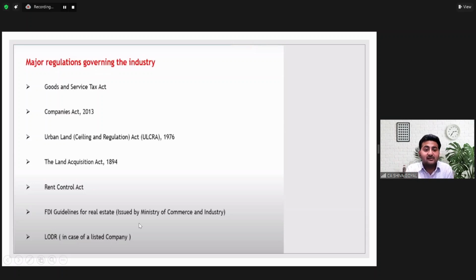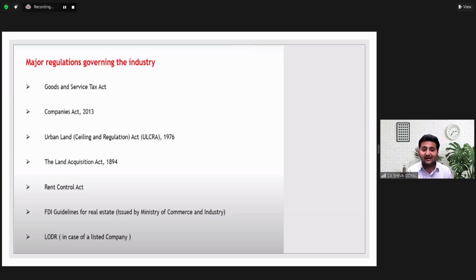But still, among the lot of other laws, the Companies Act gives a lot of restrictions on the loans and advances that can be accepted or that can be given by the real estate company to its subsidiary company. It should not exceed certain limits as specified under the Companies Act. Maybe Section 185, 186 of the Companies Act 2013 comes into the picture.